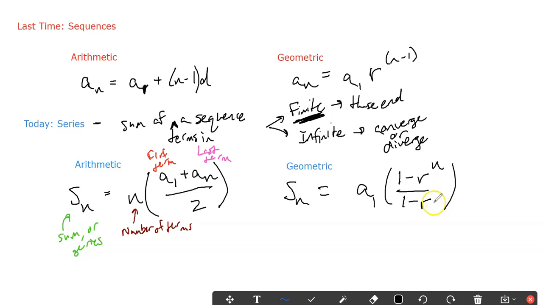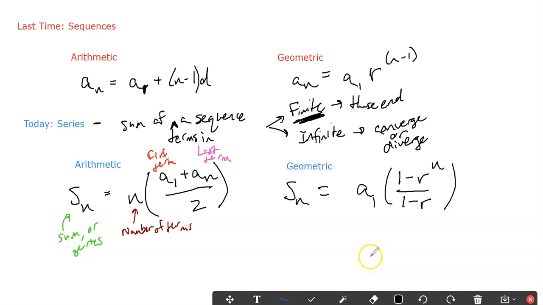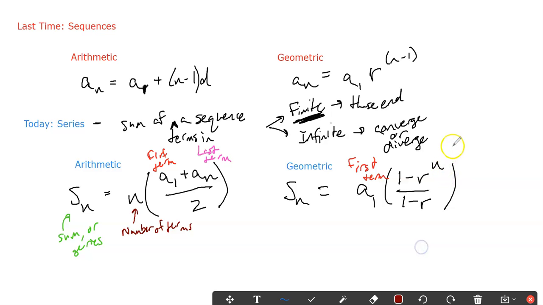So this is a very different looking formula, and one that is probably going to need a calculator. You may have already needed a calculator to do the sequences, so please have a calculator out to help you with this one. But I'm again going to label all these things. We have our first term right here again, our a sub 1. There is no last term this time. Again we have n, which is the number of terms in the sequence.